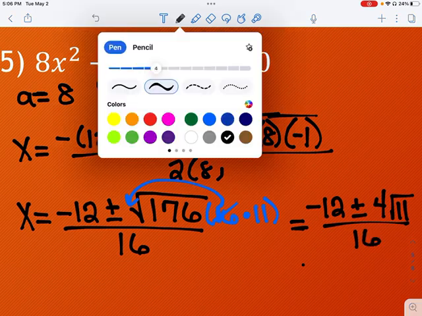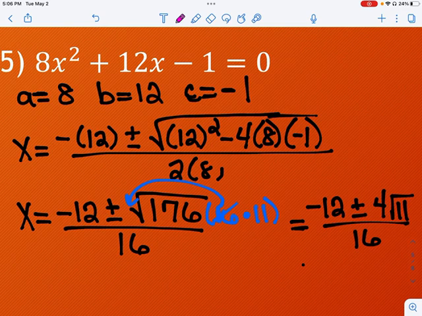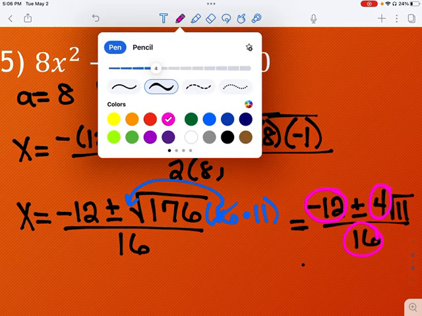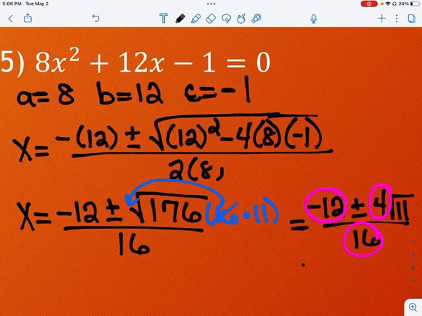Now, what's important about this is we take a look at these three numbers right here. They're all outside of the radical. And we ask ourselves, does 12, 4, and 16 have anything in common? And the answer would be yes. So we simplify those. So I'm going to divide them all by 4.